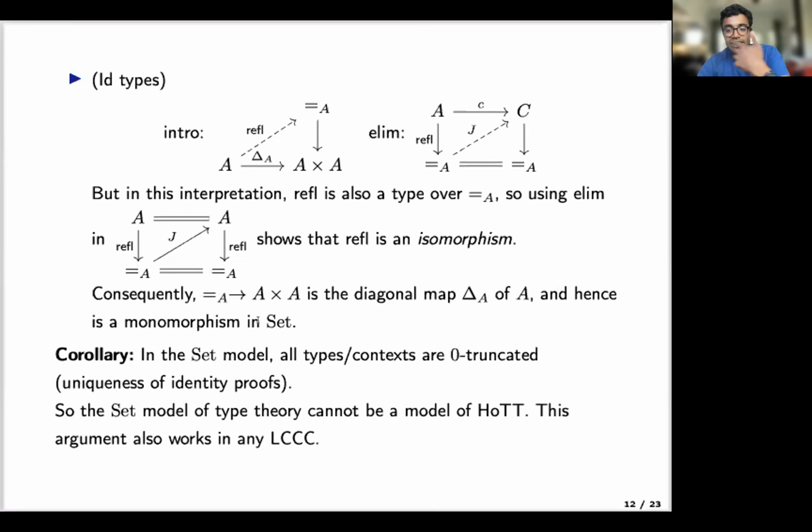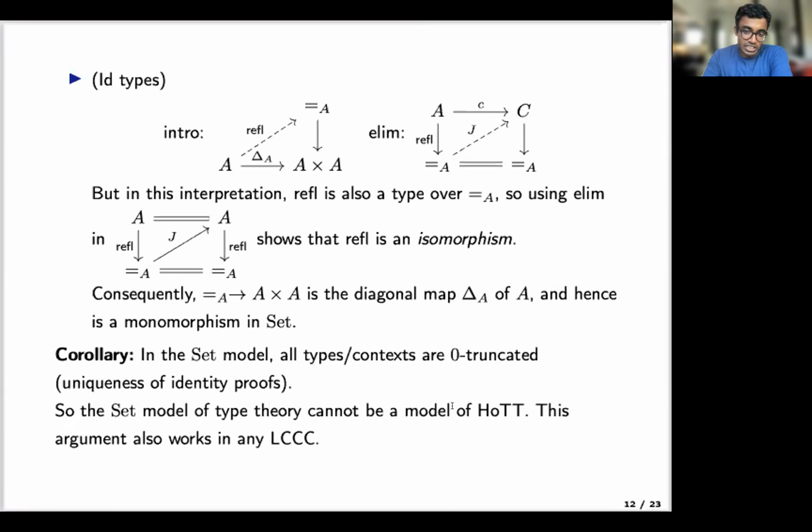What that means is that its diagonal, which is the identity type of identity proofs of A, is an isomorphism. So that means that each of its fibers is contractible. And that is exactly saying that all types in the set model are zero-truncated. It's also called the uniqueness of identity proofs. So the set model in particular cannot hope to have something like a univalent universe.